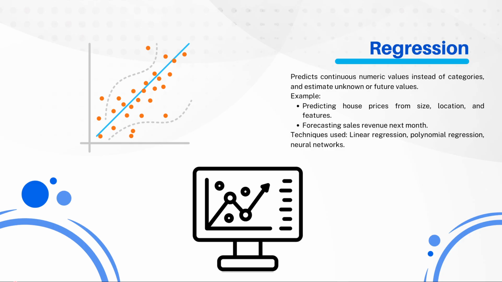Regression predicts continuous numeric values instead of categories, and estimates unknown or future values. Examples are predicting house prices from size, location, and features, and forecasting sales revenue for next month. The techniques we usually use are linear regression, polynomial regression, and neural networks.